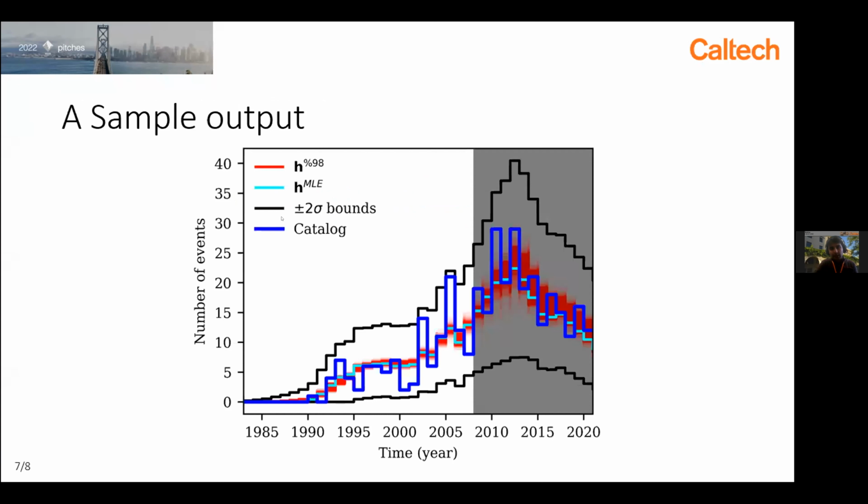So this is a sample output of our work. Here, the white area is used as the training set, and the dark area as the test set. The yellow line here is the catalog, and after inverting for the parameters, we could find this MLE, the line here, and these red lines are the rate that we have predicted in the 98% confidence interval. We also could put bounds on the total number of events by adding all the sources of uncertainty.